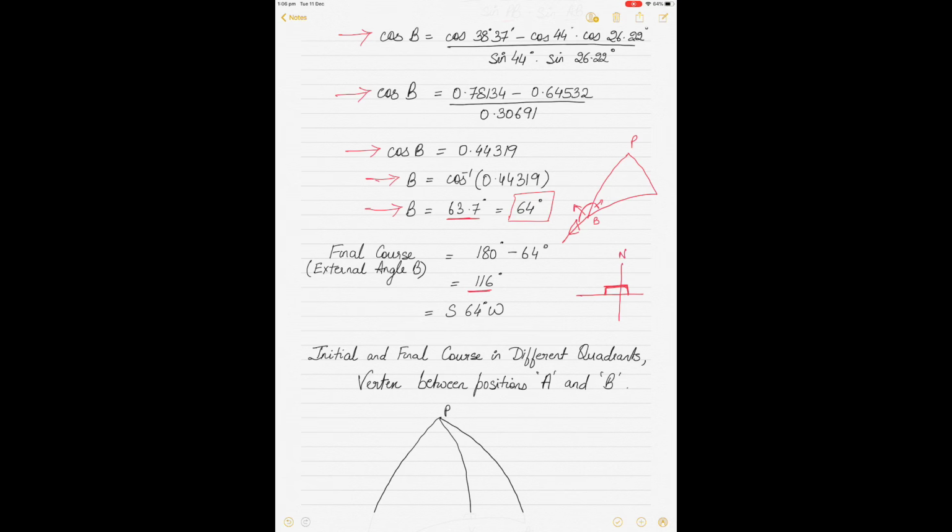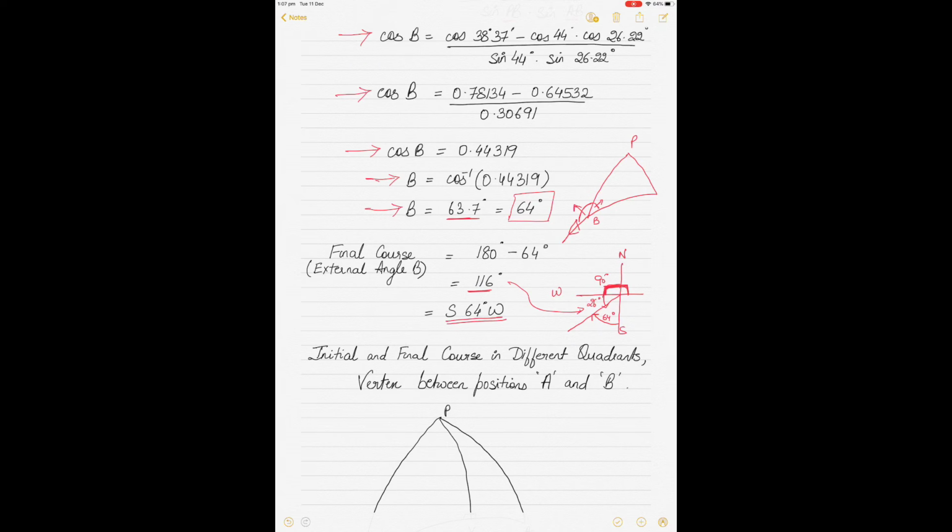When you get 116 degrees, this basically means that your vessel is now on a course of more than 90, which means it has moved out of the northwest quadrant now and gone into the southwesterly quadrant. Alright, so each quadrant is 90 degrees, but you are on a course of 116, which means you have overshot the northwest quadrant by 26 degrees. But if measured from the southerly component, your course is south 64 degrees west. And that's what I put here, south 64 degrees west.